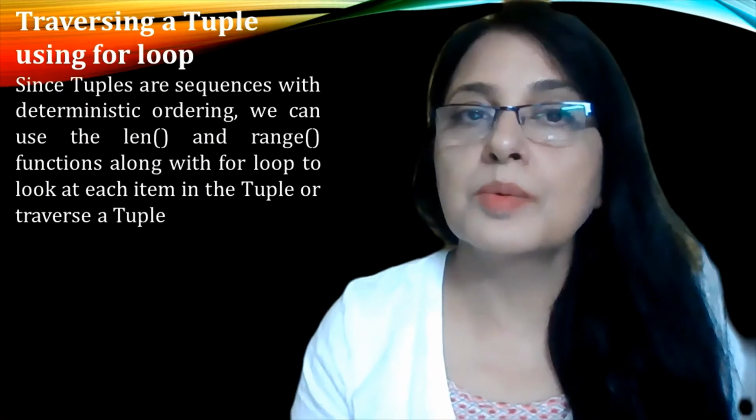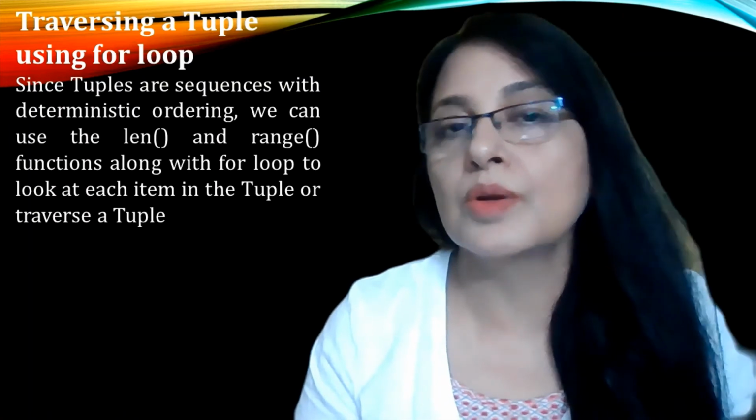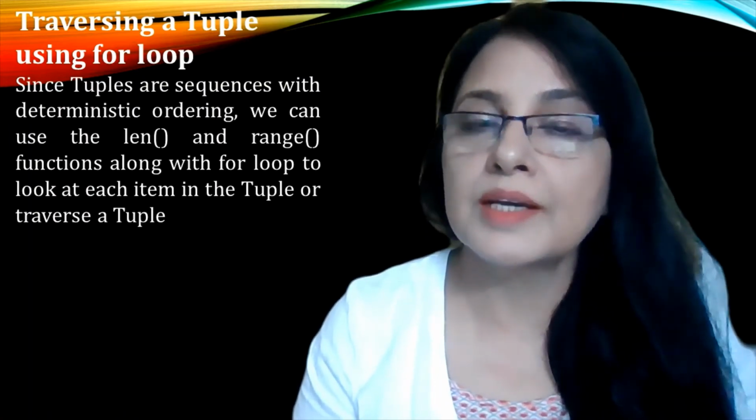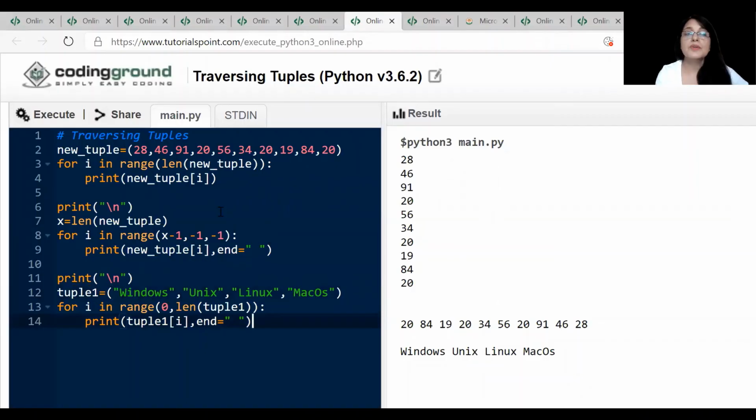Since tuples are sequences with deterministic ordering, we can use the len and range functions along with the for loop to look at each item in the tuple, which is also called traversing a tuple. We can use the range function, the len function, and the for loop to traverse each element of the tuple and output it. In this case, we use the len function within the range, and since the range starts by default from 0 and goes till len minus 1, we will get all the elements of the tuple as output.